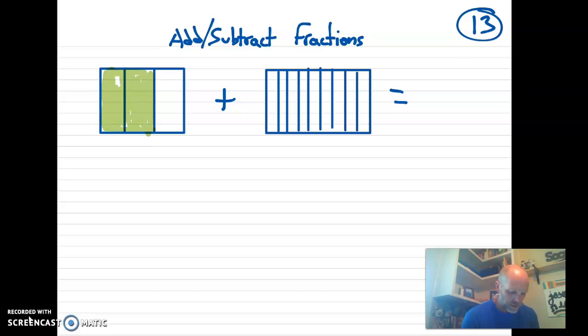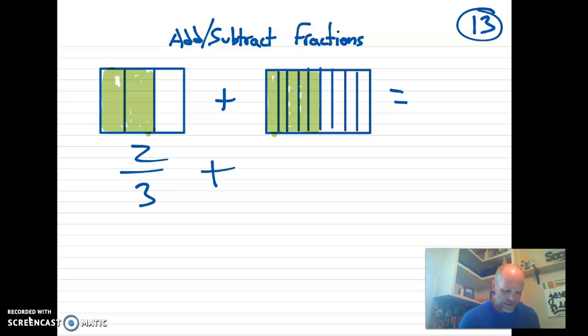Remember, pause it if you need to. And I'm going to shade these right here. Okay, so the shaded part is what we have left. Alright, so let's look at that first one. The denominator tells us how many parts it has to make a whole. There are 1, 2, 3 total parts, and we have 2 of them remaining.